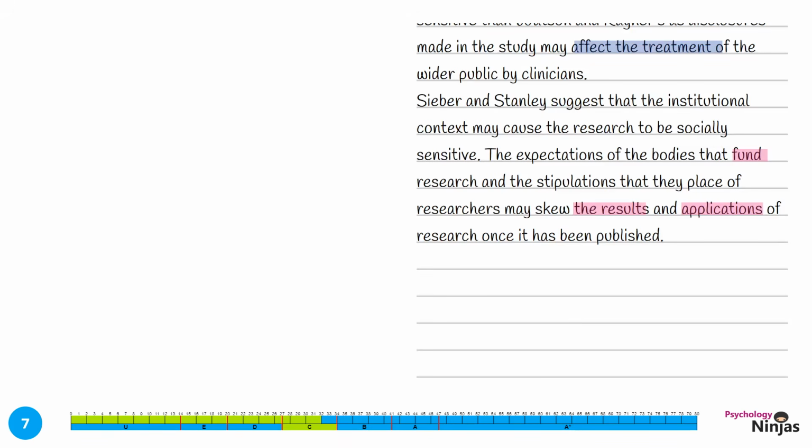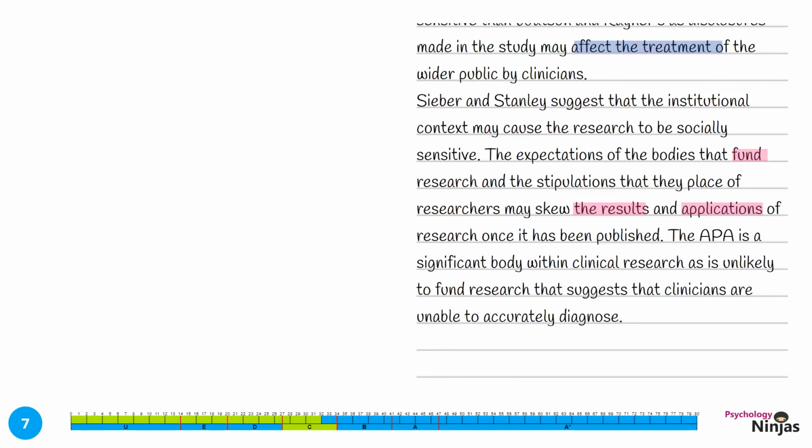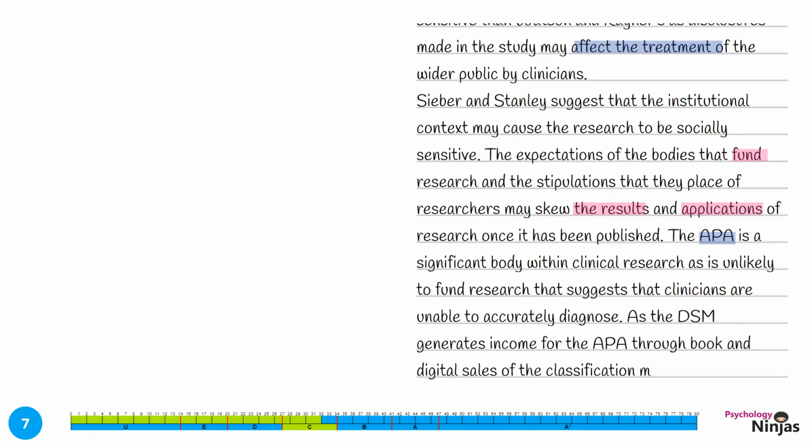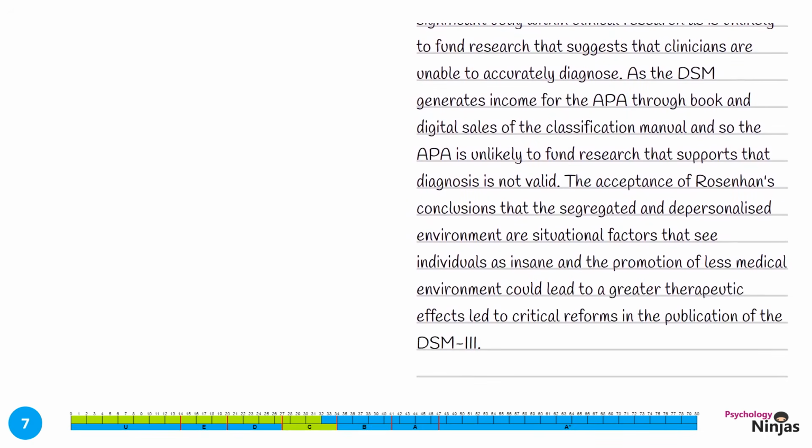We then need to consider this aspect of socially sensitive research within the context of our 2 classic studies. The APA is a significant body within clinical research and is unlikely to fund research that suggests that clinicians are unable to accurately diagnose. Here we've identified the American Psychological Association as an organisation that might fund research. We then want to explain this within the context of Rosenhan's study. As the DSM generates income for the APA through book and digital sales of the classification manual, the APA is unlikely to fund research that supports that diagnosis is not valid.